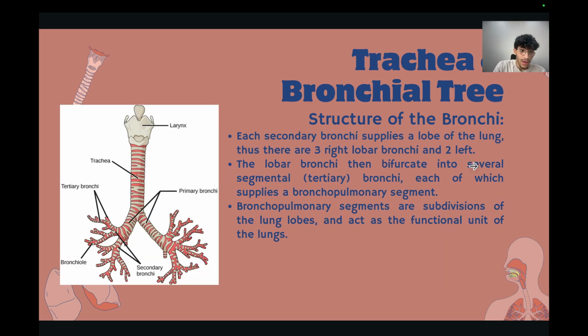Now, each secondary bronchi supplies a lobe of the lung. We said that. There are 3 right lobar bronchi and 2 left. The lobar bronchi bifurcate into several segmental bronchi, each of which supplies a bronchopulmonary segment. Now, the bronchopulmonary segments are subdivisions of the lung lobes and act as a functional unit of the lungs.